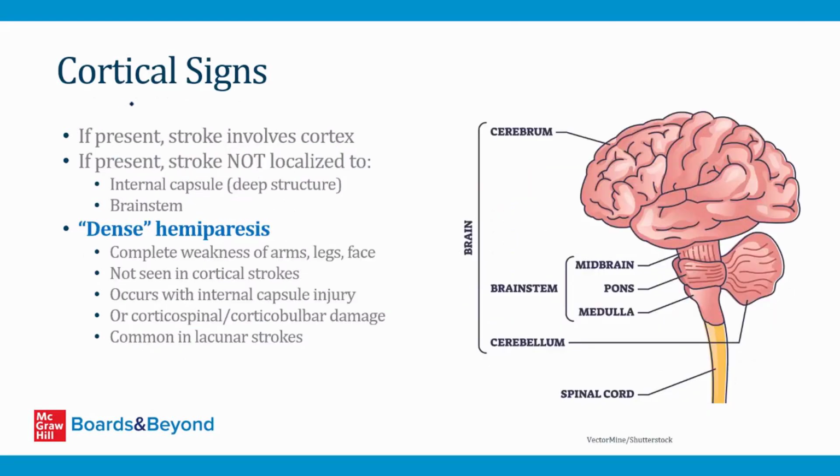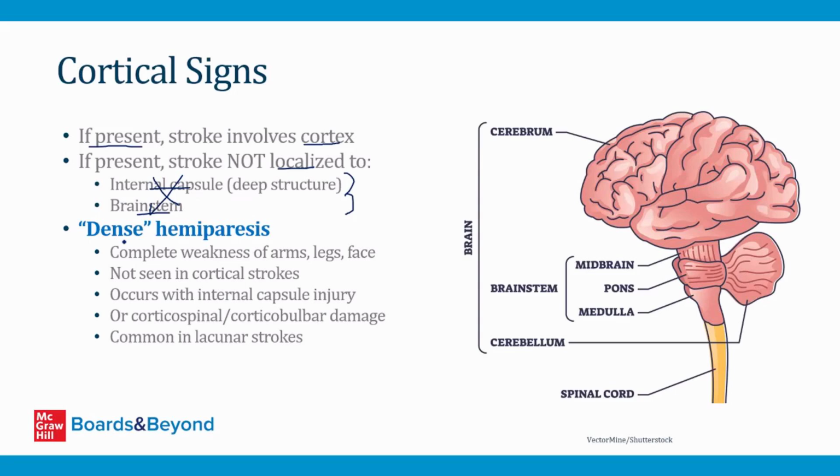So the reason it's important to know what the cortical signs are is because if they're present on physical exam in a patient with a stroke, they tell you that the stroke involves the cortex. Maybe more importantly, they tell you that the stroke is not localized to deeper structures like the internal capsule or the brainstem. Strokes involving these regions do not produce cortical signs. So when the cortical signs are present, you know that the stroke can't be confined strictly to these regions alone.